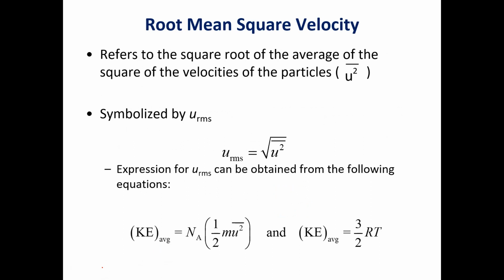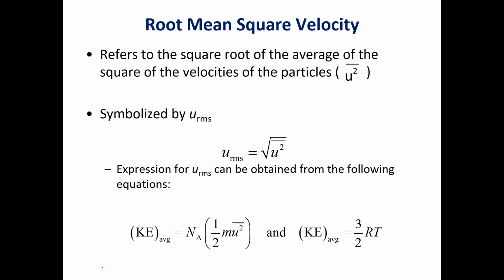So root mean square velocity is a term that you will see come up sometimes. I don't go a whole lot into the equations simply because they're not really that necessary at this point. All I'm really going to expect you to be familiar with is what the definition is. So root mean square velocity refers to the square root of the average of the square of the velocities. So that's a lot of words there.